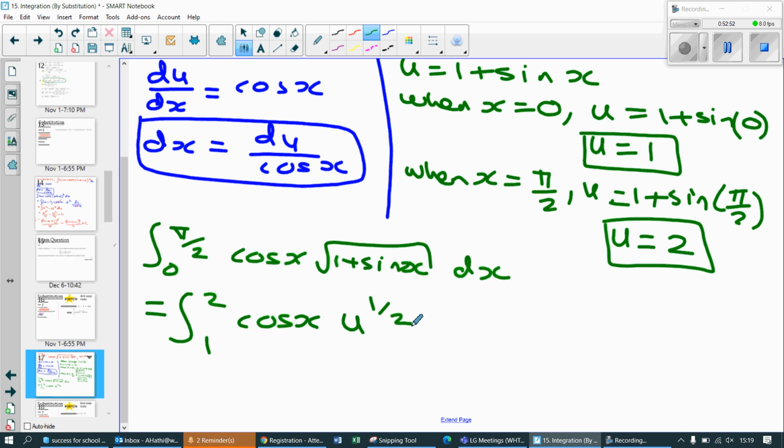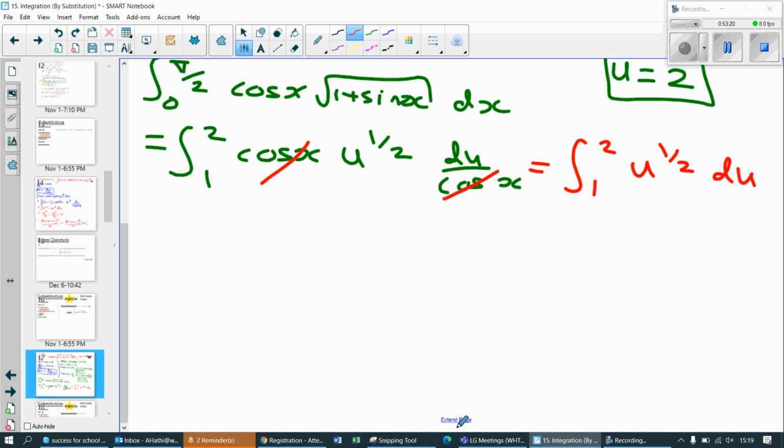And then what is dx equal to? Du over cos x. And hey presto, look, that one and that one cancel. So I've literally converted my entire integral, this big, long, crazy thing over there, to the integral of u to the half. So that's the integral from 1 to 2 of u to the half du. Okay, so let's just finish this question off.